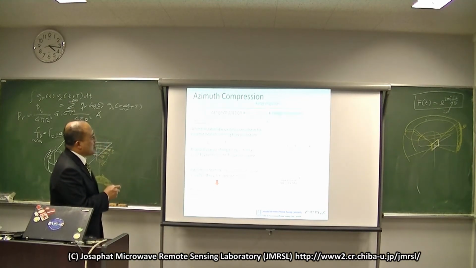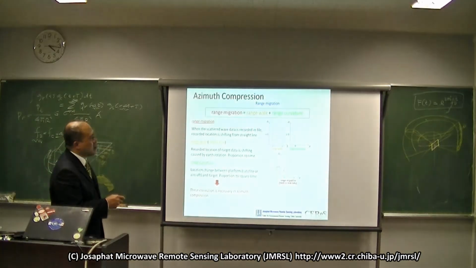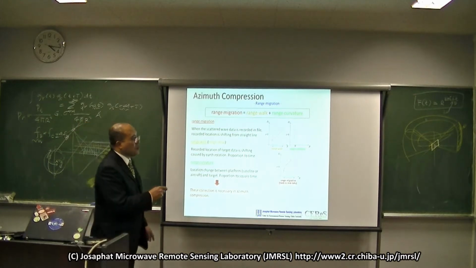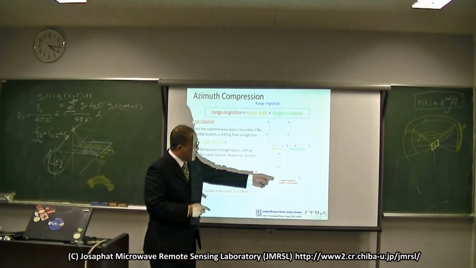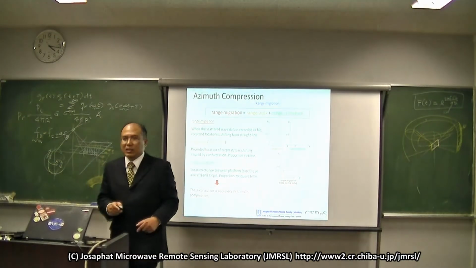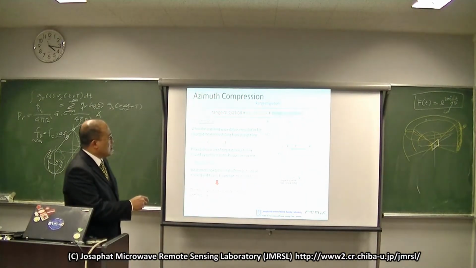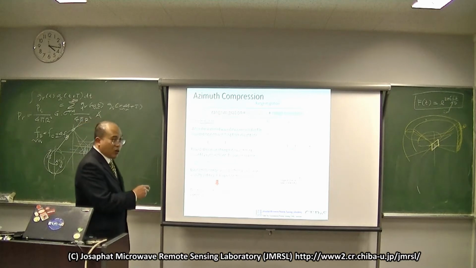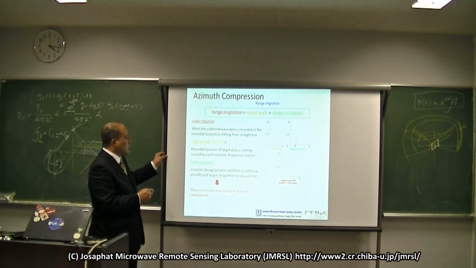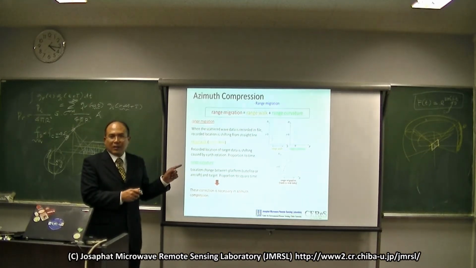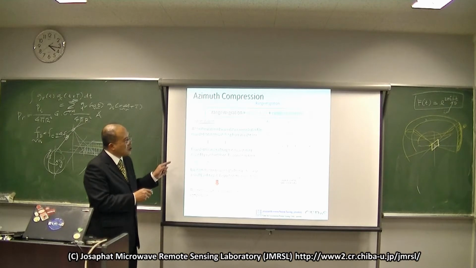The range migration itself is composed of the range walk and range curvature. These make the effect of range migration. Range walk, or we also call it the range skew, is because of the effect of the Earth rotation. The Earth rotation is like this one.